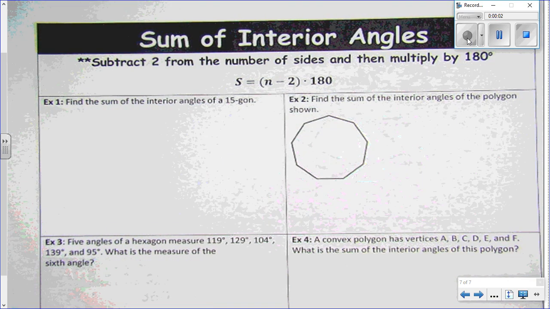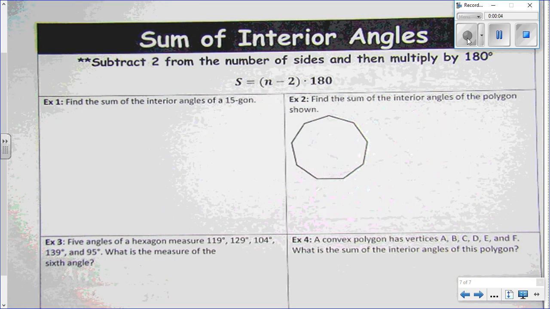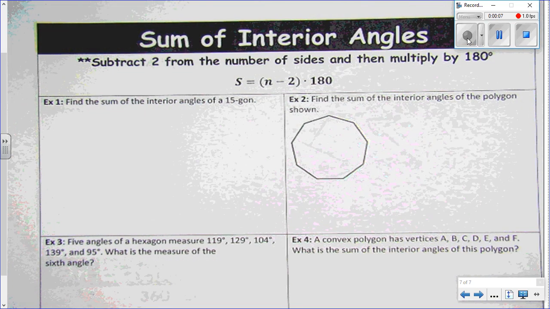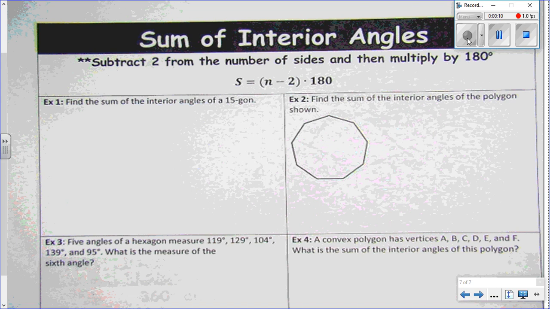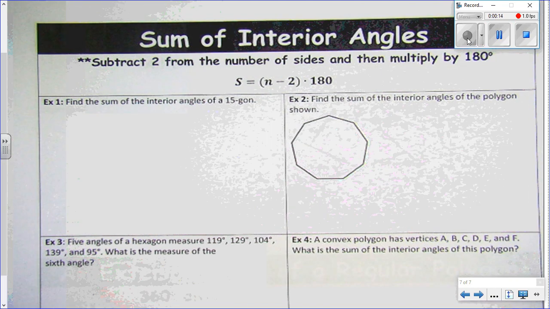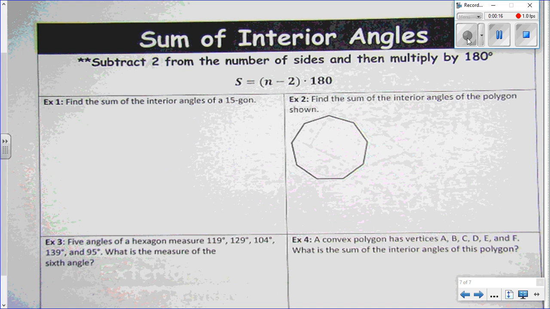The first thing we're going to talk about is the sum of the interior angles, which you already covered in that little assignment from last night. So in order to find the sum of the interior angles, you subtract 2 from the number of sides, and then you multiply by 180 degrees.